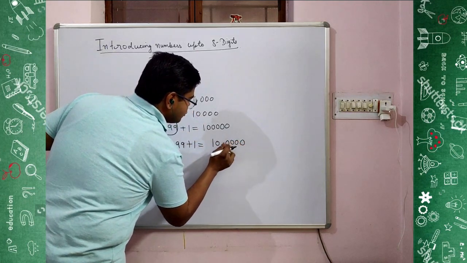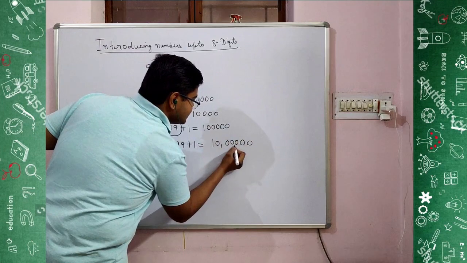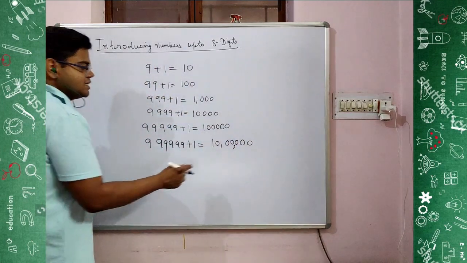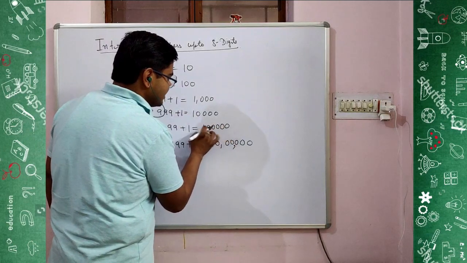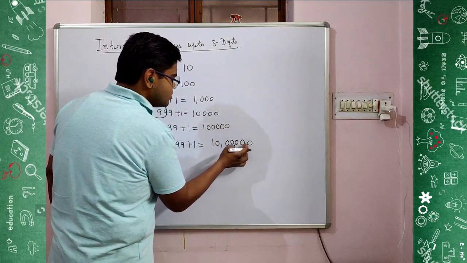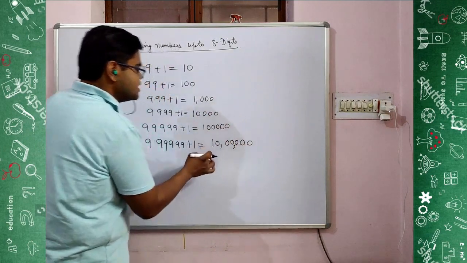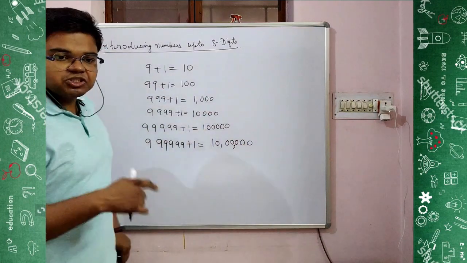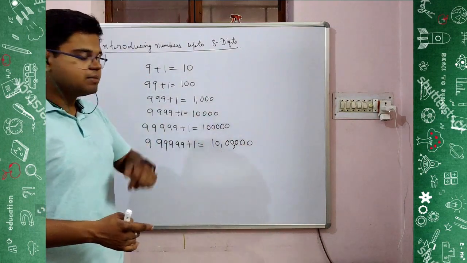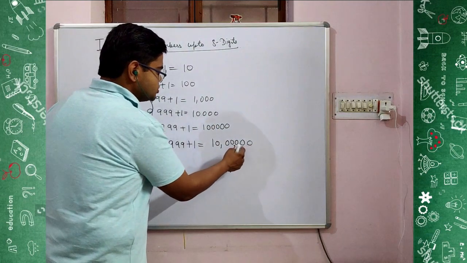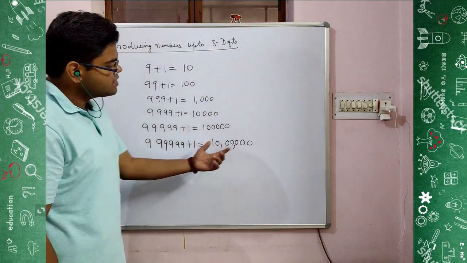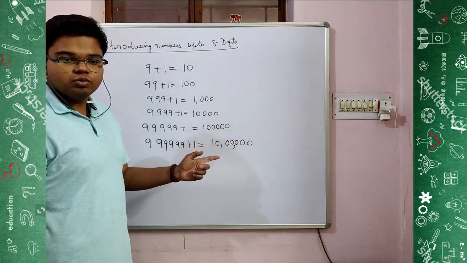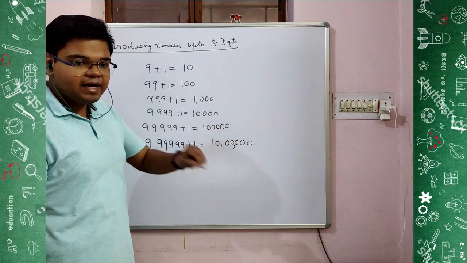So this here will be 7 digits. In 1 lakh we had 5 zeros, and in this we have 6 zeros. So 10 lakh is your smallest 7-digit number. How many digits are here? 1, 2, 3, 4, 5, 6, 7. Now after 10 lakhs, we need to go to the 8-digit number.